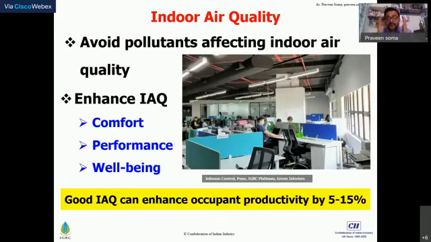So for perfect concentration, fresh air is also important, which always gives oxygen. Enhancing the IAQ, that is indoor air quality, will improve the comfort, performance, and well-being of the occupants. The World Green Building Council has clearly said productivity will increase by close to 5 to 15%. Let me give you an example of my office. My IGBC building is close to 20,000 square feet. We have 100 people. We pay close to 3 lakh electricity bill per month.